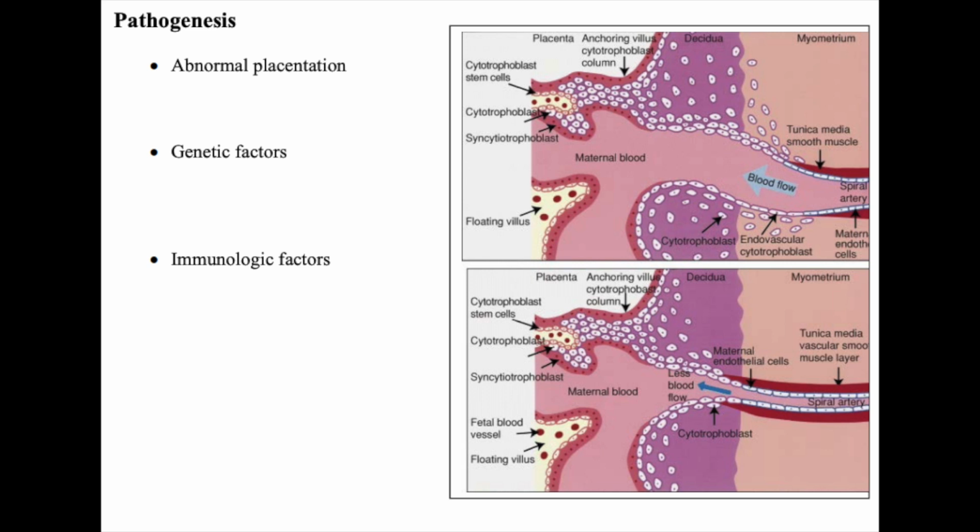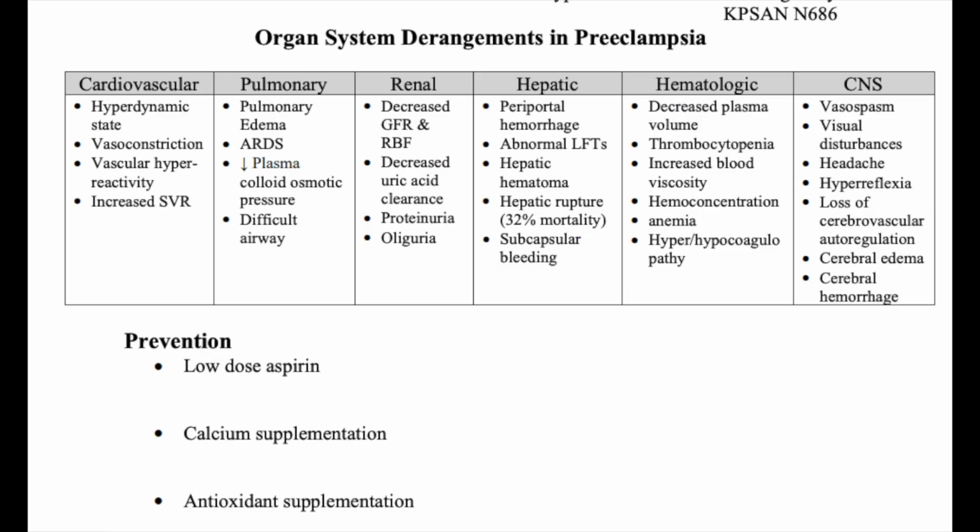So that's the abnormal placentation part of it. Another possibility, or another influence, is genetic factors. This is a complex component, but it's highly likely because of the incidence of preeclampsia in multiple family members. And lastly, there seem to be some immunologic factors, especially because, like I talked about earlier, the evidence suggests that long-term exposure to paternal antigens in sperm is protective. So what are the signs and symptoms of preeclampsia?